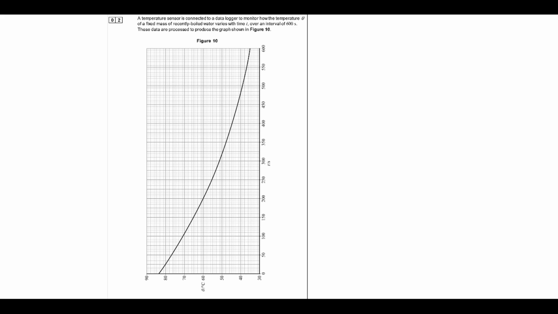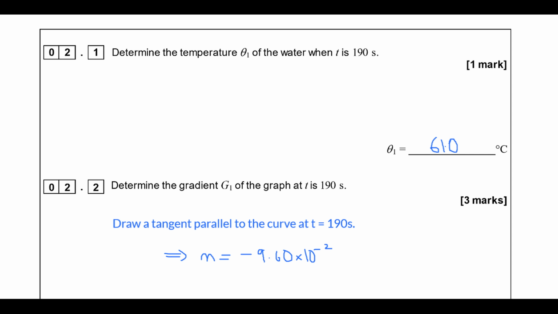Okay, so for question 2, we've got a temperature sensor connected with a data logger to monitor the temperature of a fixed mass of recently boiling water over time with an interval of 600 seconds down there. And unsurprisingly, we've got a graph that's a curve following Newton's law of cooling there. Okay, so these next questions require use of the graph, so I've done that and I've just come out with the answers. So first off is just about reading a value off your graph, so going to T is 190, reading off the temperature and giving an answer. So I got it as 61.0 when I did that. You need to make sure you go to the 0.0 because that's the scale of your graph.